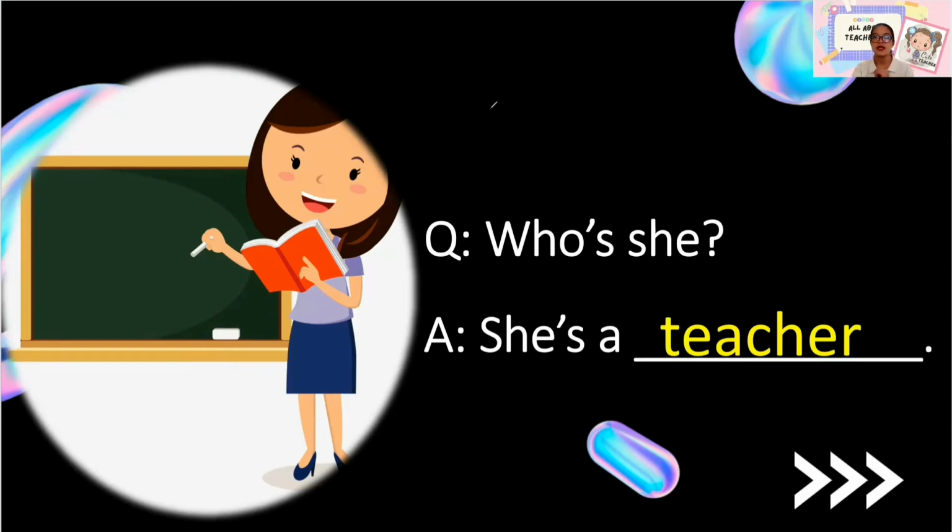Perfect. Now, let's read this one and say it slowly. Let's begin here. Who's she? Perfect. And the answer is, she is a teacher. Perfect. Now, I want you guys to say it by yourself. Everybody, let's begin here. Perfect. And the answer is? Very good. So let's go proceed with the next picture.